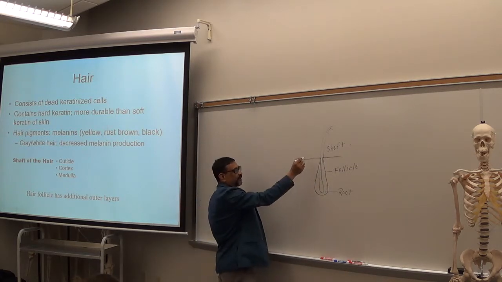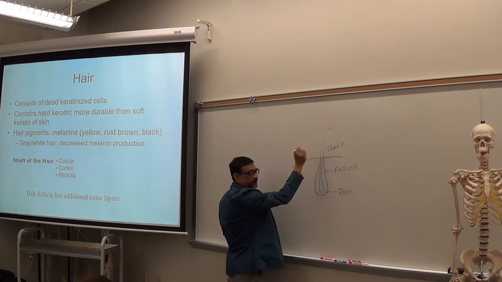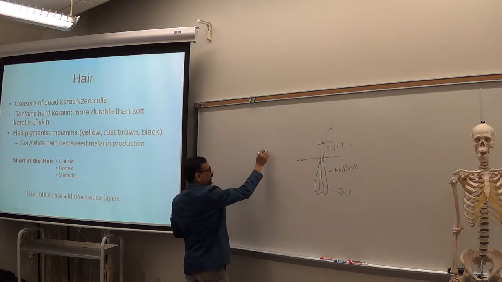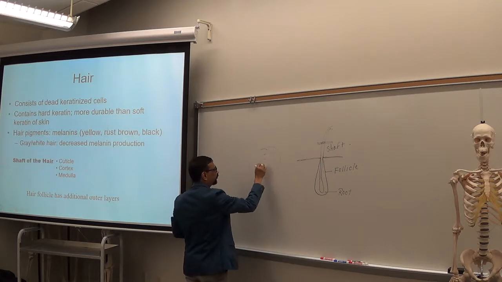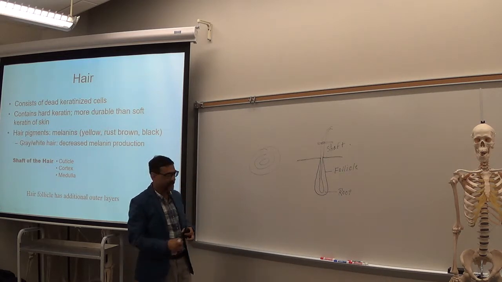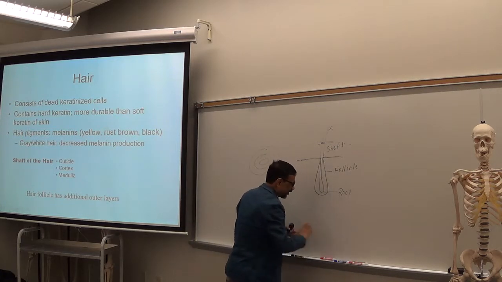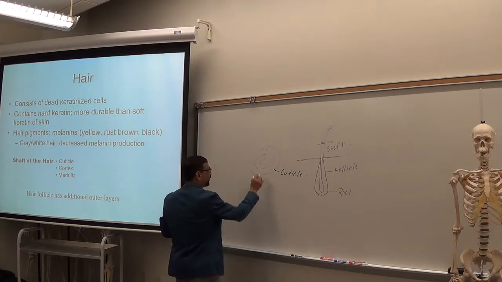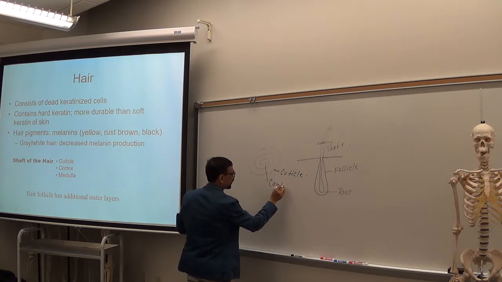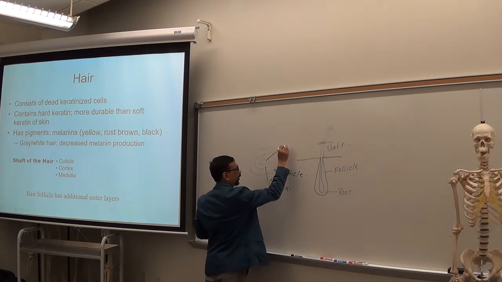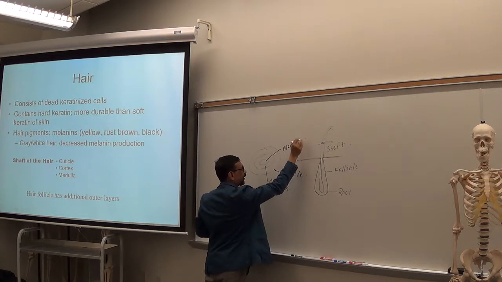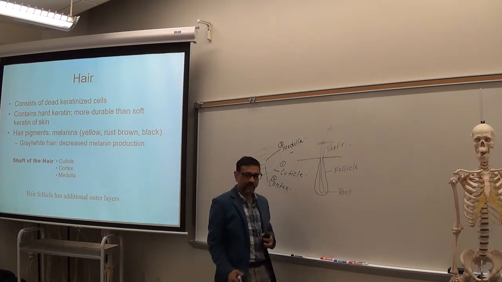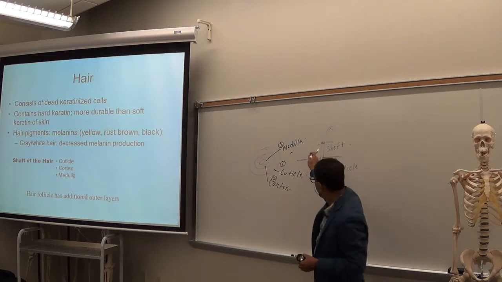If you see the structure of the shaft, if I just cut here and put this part under the microscope, you will see 3 layers in the shaft. Outermost layer is called cuticle. Then cortex is the middle one, and innermost is the medulla. So cuticle, cortex, medulla is the innermost part of the shaft. We are talking about only the shaft.